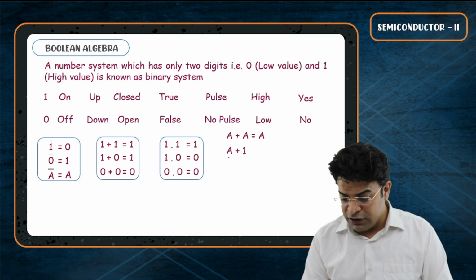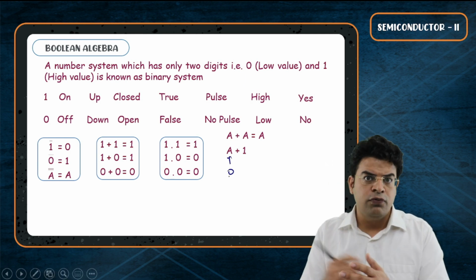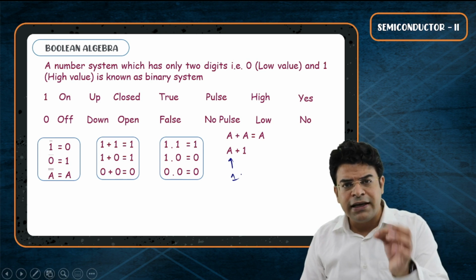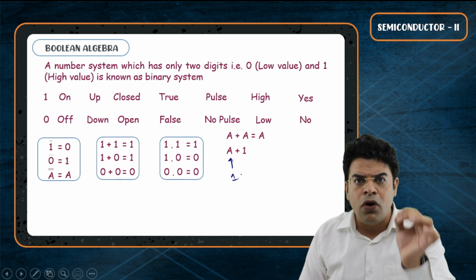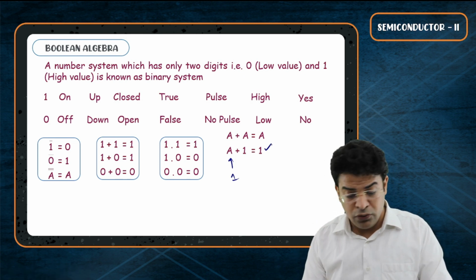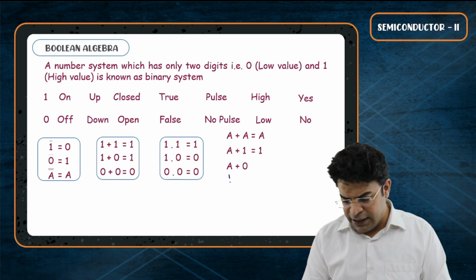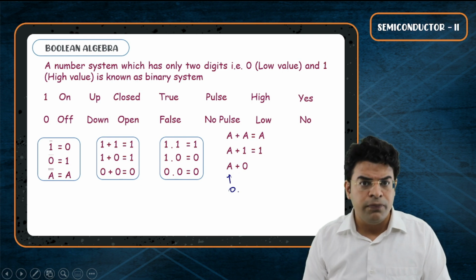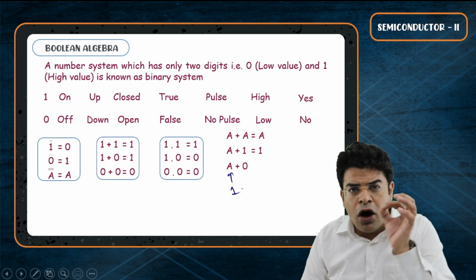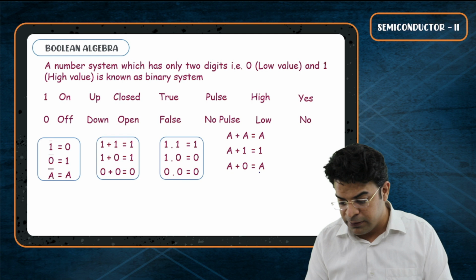Next, what is a plus 1? If you take a as 0, 0 plus 1 gives you 1. If you take a as 1, then 1 plus 1 gives you 1. So in both the cases, whether you take the value of a as 0 or 1, a plus 1 comes out to be equal to 1. So you need to remember this. Next, what is a plus 0? If you take a as 0, then 0 plus 0 gives you 0. If you take a as 1, then 1 plus 0 gives you 1. So the output has the same value as that of a. Hence, bachon, a plus 0 is nothing but a.